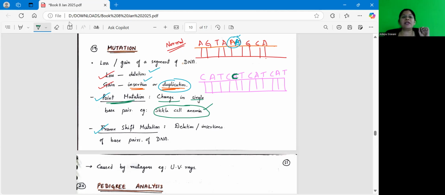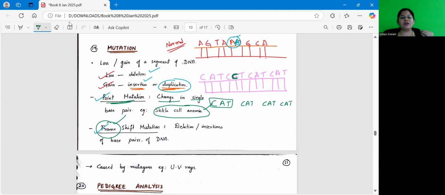Clear? Next, we have something called frame shift mutation. What do you mean by frame shift mutation? Again, in the same example, you have to remember frame shift will be due to deletion or insertion. And what is frame here? Frame is nothing but the reading pattern. Initially, we have CAT, CAT, CAT, and CAT. Now, what is the importance of this reading pattern?